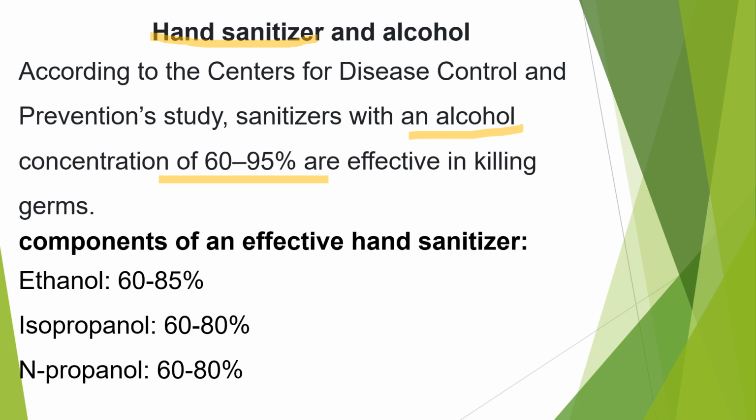Fine. So, what are the components of an effective hand sanitizer? It contains either ethanol or propanol. These are the only two alcohols used in hand sanitizer. Ethanol of concentration 60 to 85%, or propanol, either isopropanol or n-propanol, at 60 to 80%, is used.